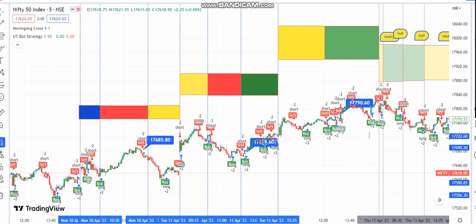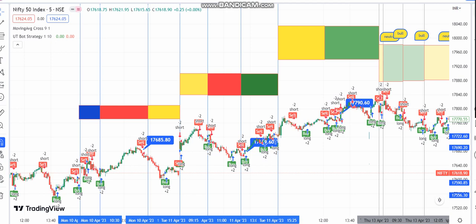See how we are going to use this zone. The zone contains four colors: green, red, yellow, and blue. We are going to take the trade only on the green zone and the red zone, and we need to avoid the trade at the yellow zone and the blue zone. The blue zone is considered volatile, and the yellow zone is considered neutral.